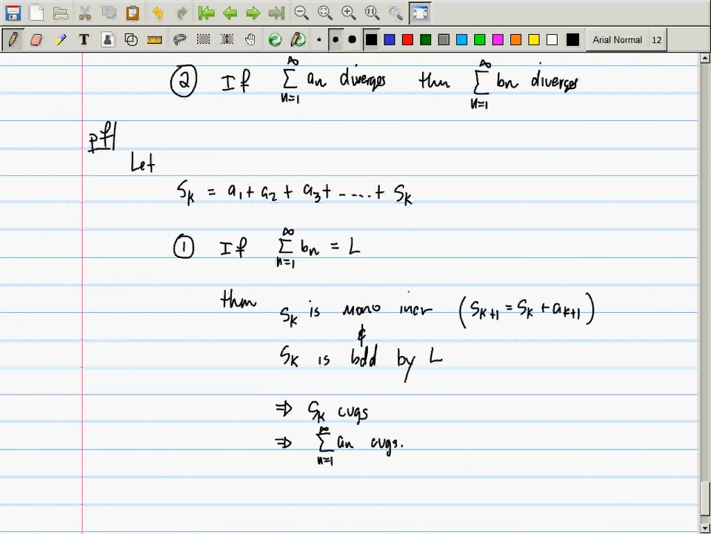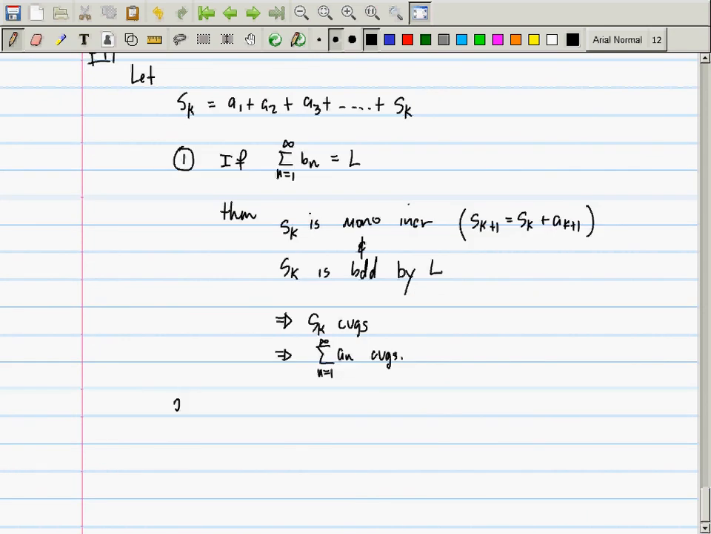Okay, then second, the second argument is just like the first, so I'm not going to make it. Any question about this one? Okay, so now let's do an example.